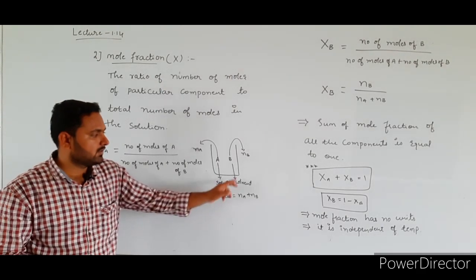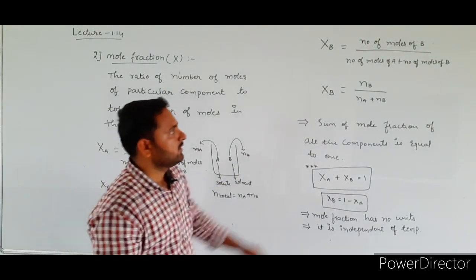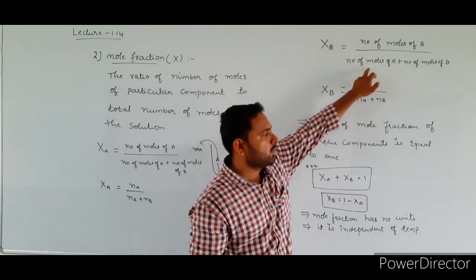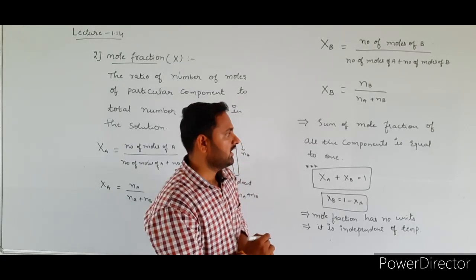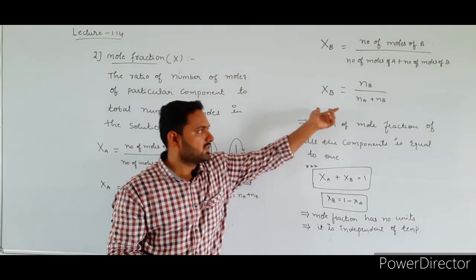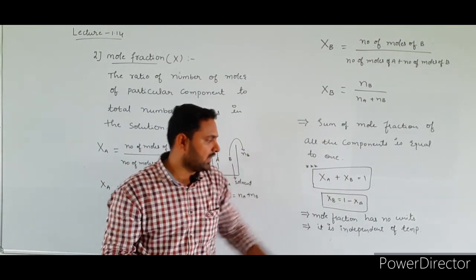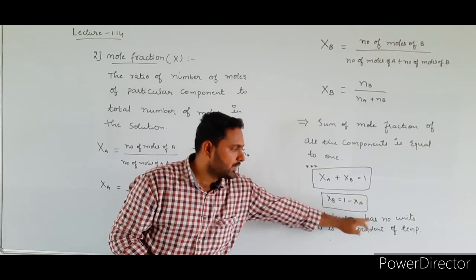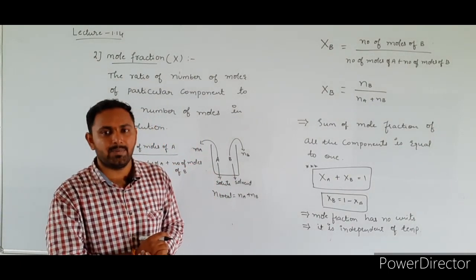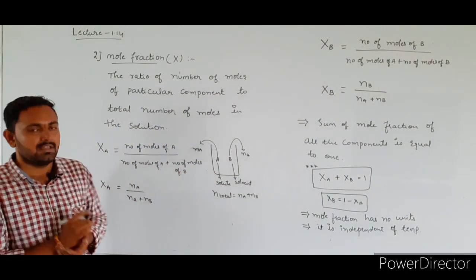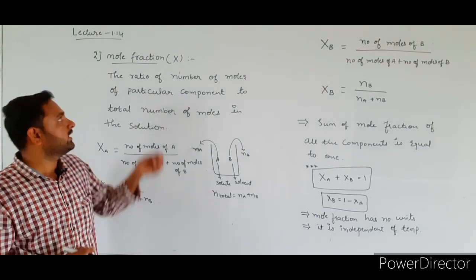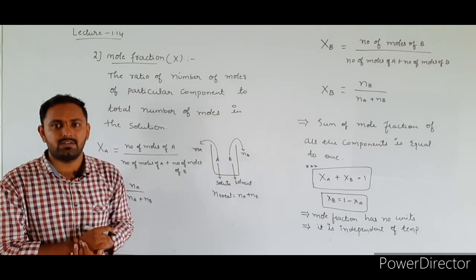If you want to calculate the mole fraction of solvent, then it is equal to the number of moles of solvent divided by the total number of moles in the solution. And finally, the sum of the mole fraction of solute and the mole fraction of solvent is equal to 1. Mole fraction has no units, and it is independent of temperature. Why is it independent of temperature? Because this method is mass related, and mass is independent of temperature. That's why mole fraction is also independent of temperature.